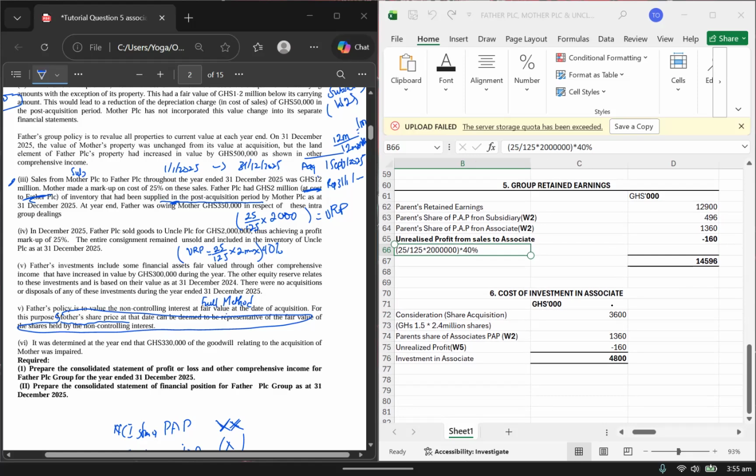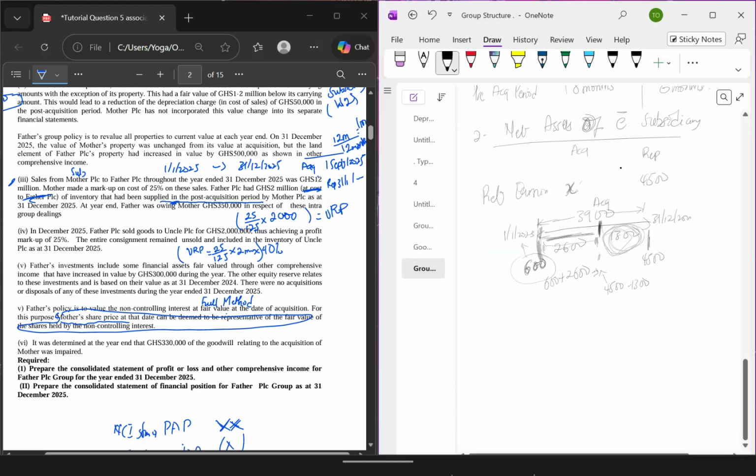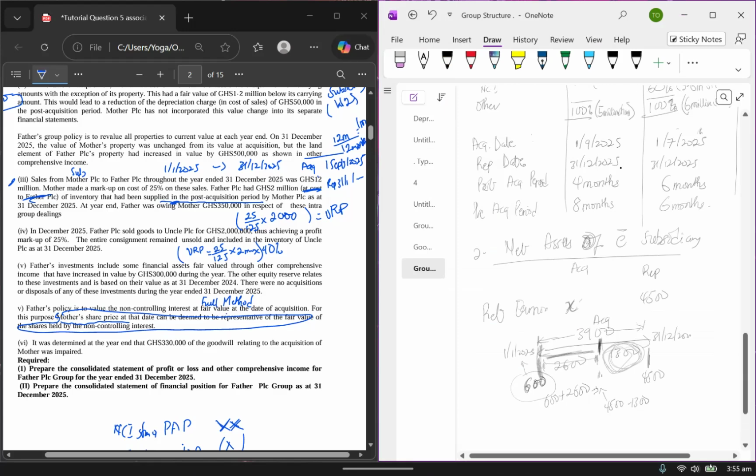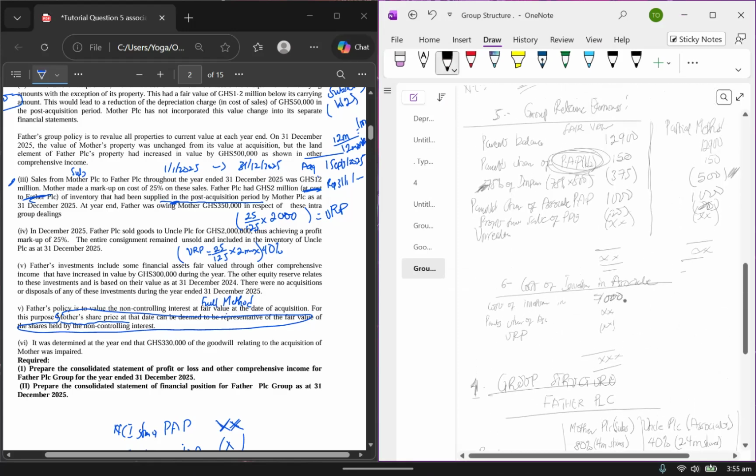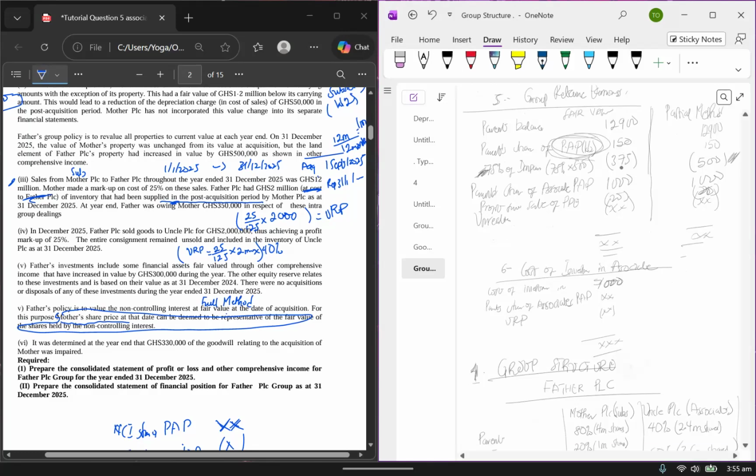Then the cost of investment in associates, as I said earlier. For the cost of investment in associates, we bring the cost of investment 7,000, then the parent share of associates' post-acquisition profit, you add it, and then the unrealized profits from the intra-group sales between the parent and the associate, you less it.